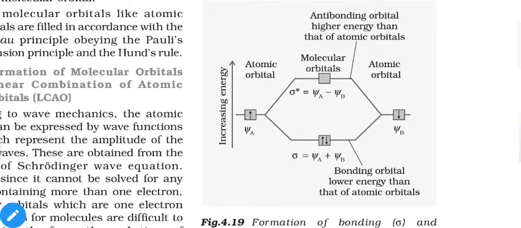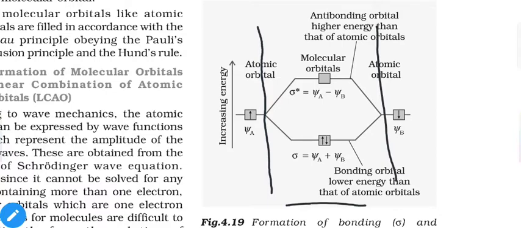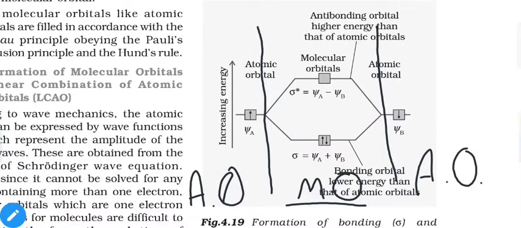So we can divide this graph in three parts. Between these two lines we have molecular orbitals, and on the left and right hand side we have two different atomic orbitals. As we already discussed, we have two hydrogen atoms combining with each other to form the H2 molecule. So on the left and right hand side we have hydrogen atoms and their orbitals, and at the center we have the H2 molecule. And keep in mind, they are not separate entities.